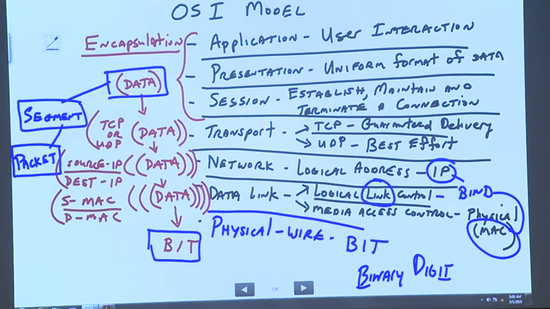Anybody know what it's called when we take this down to the data link layer? It is a frame. And finally, we're going to take this down to the bit. Those are the 5 layers of the OSI model.